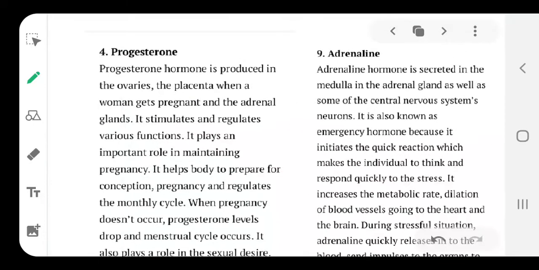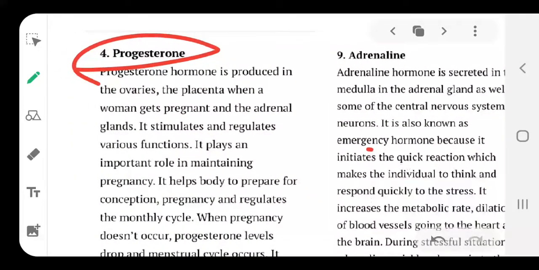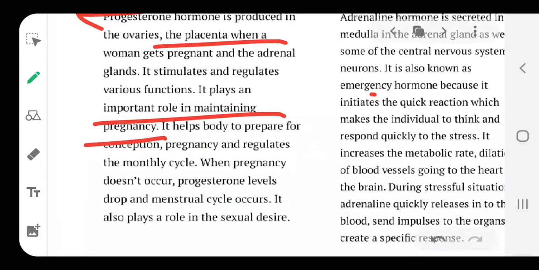Then comes the next hormone called progesterone, and this again, I have told you, is produced by these ovaries and the placenta when women get pregnant, and they play a vital role. It also plays a role in maintaining pregnancy, that I have told you. It helps the body for that process and regulates the monthly cycle.